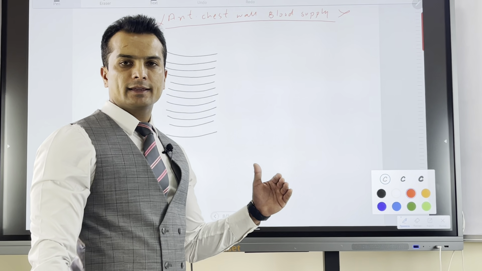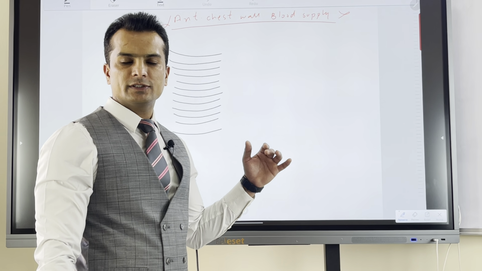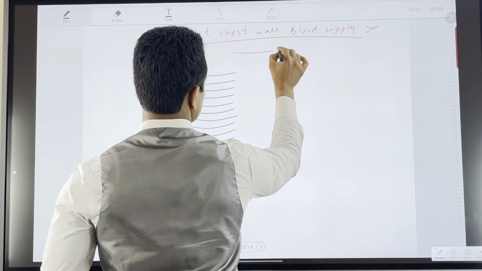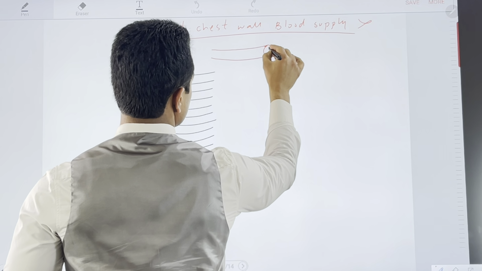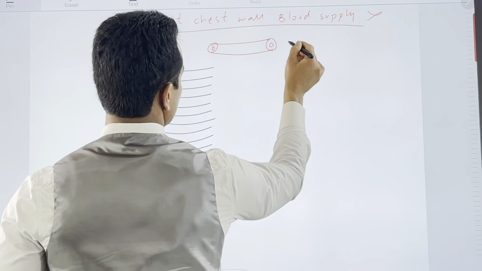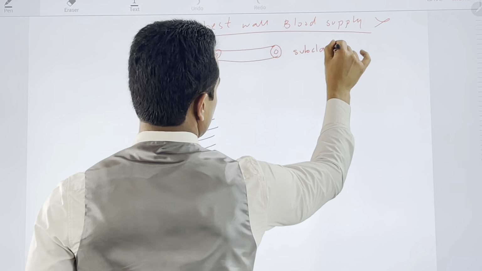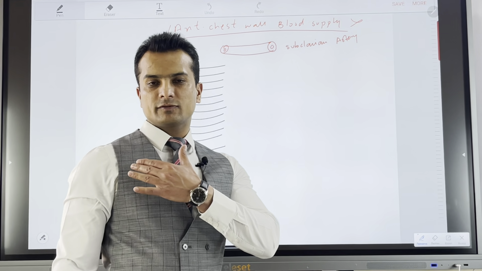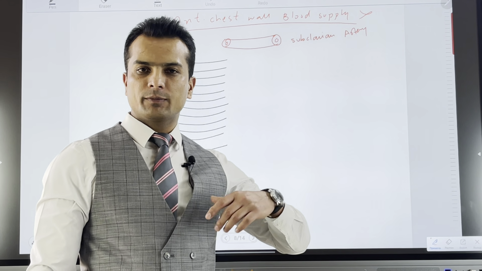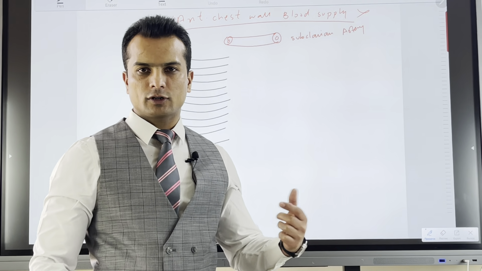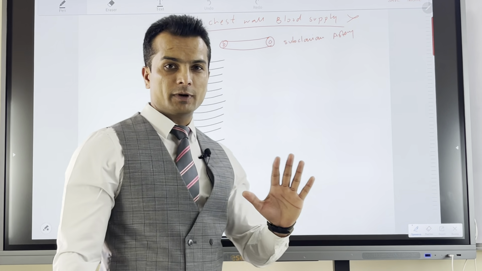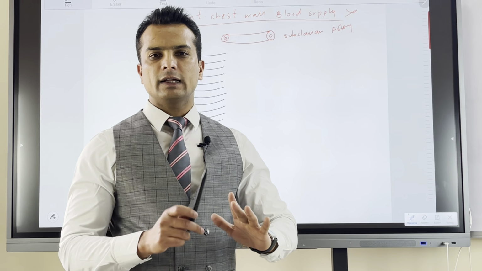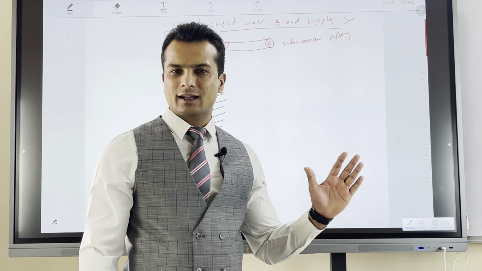The blood supply of all the anterior intercostal spaces on the anterior side comes through the internal thoracic artery, and the internal thoracic artery is a branch of the subclavian artery. Remember that the right subclavian artery is a branch of the brachiocephalic trunk. The left subclavian artery originates directly from the arch of the aorta, and the first part of the subclavian artery gives three branches. One is the vertebral artery, one is the thyrocervical trunk, and the third, which we are going to discuss today, is the internal thoracic artery.